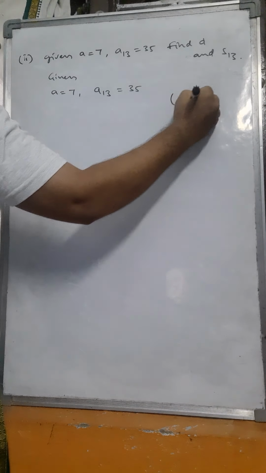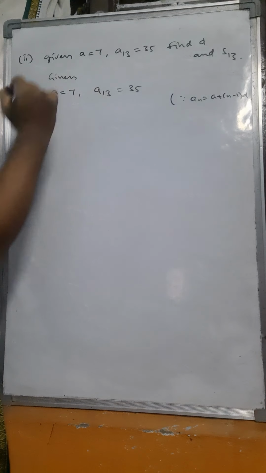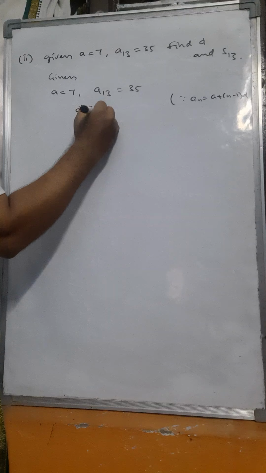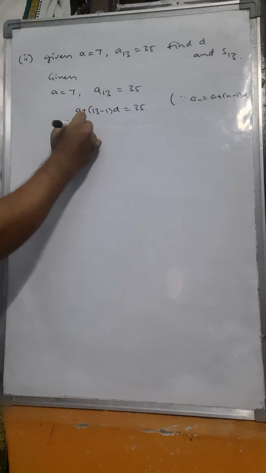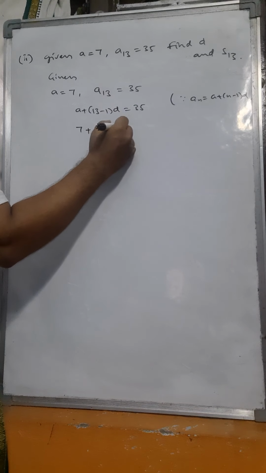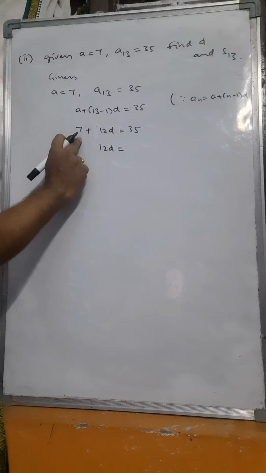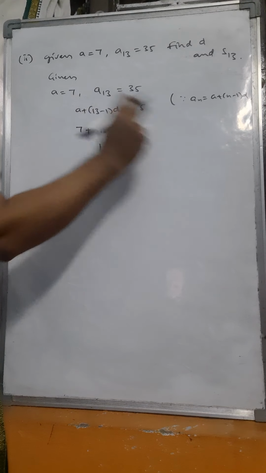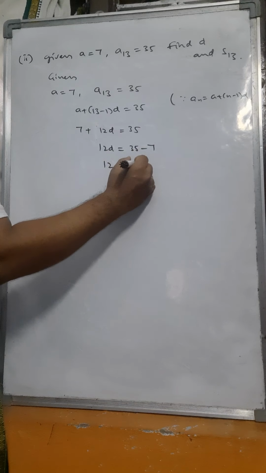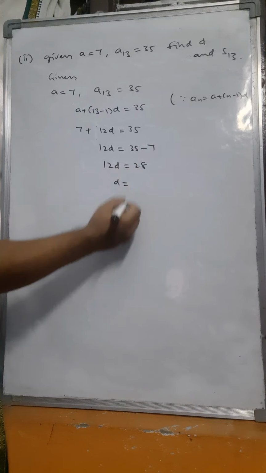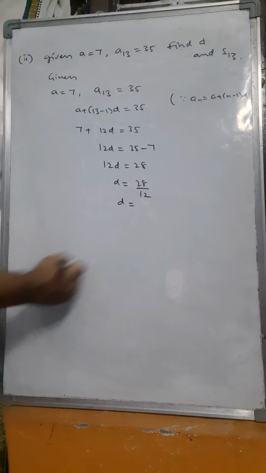We know the formula an is equal to a plus n minus 1 into d. So from this a13 means a plus 13 minus 1 into d is equal to 35. A is equal to 7 plus 12d is equal to 35. So 12d is equal to, bring 7 from left side to right side, 35 minus 7. So 12d is equal to 28. D is equal to 28 by 12.